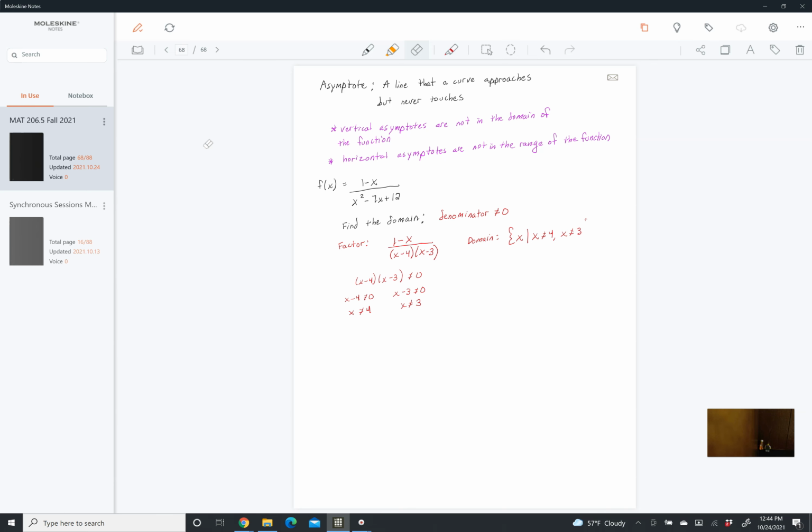I didn't spend a lot of time on that because you can go back to the video on domain, okay? We're saying our denominator can't equal 0. Figure out where the denominator is equal to 0. That's what's not in the domain. Why is this important? It's important because it's going to tell us where the vertical asymptotes are.